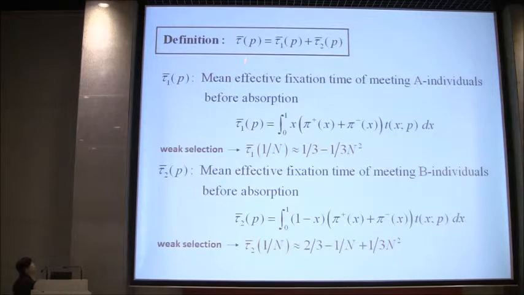We also define the mean effective fixation time in two parts, tau 1 and tau 2. Tau 1 means the mean effective fixation time of meeting A individuals before absorption, and tau 2 meeting B individuals before absorption. Then under weak selection, we can get the expression: tau 1 is approximately 1/3 minus 1/3 times n square. And this is tau 2.